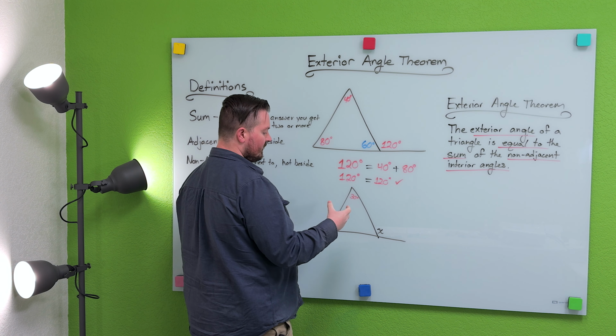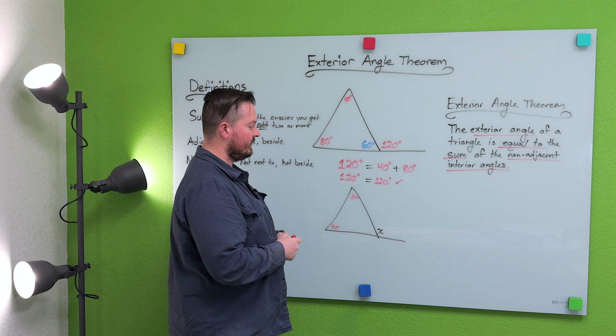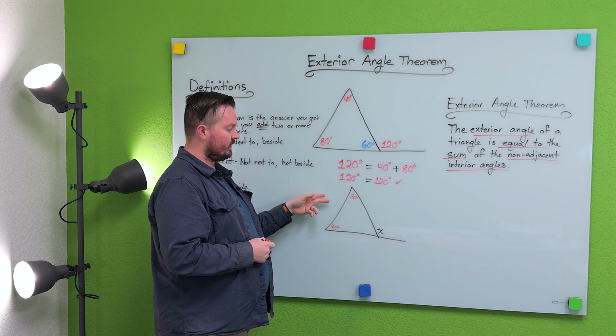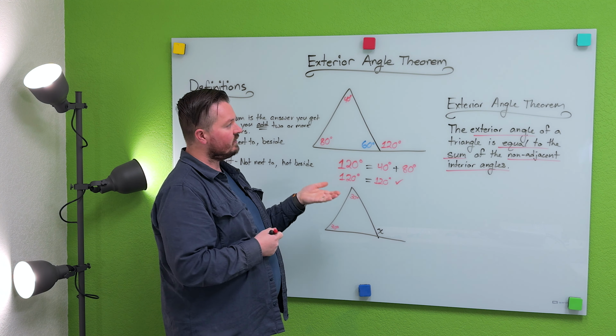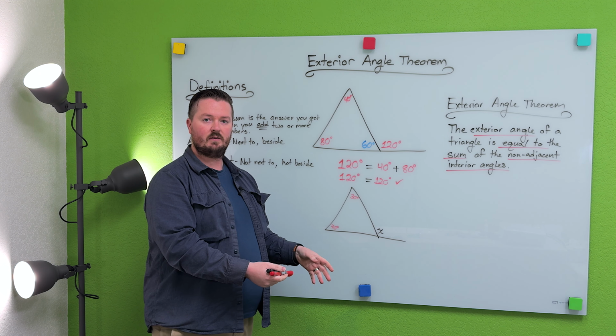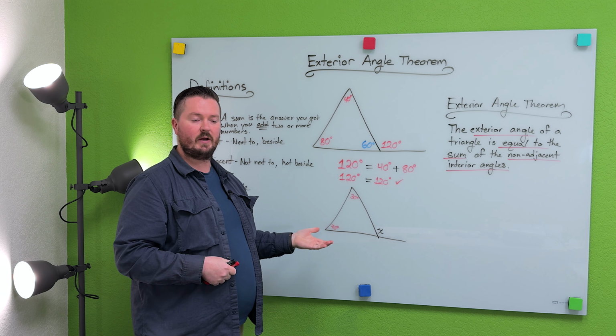So we have something we don't know that we want to find, but we know something about these two interior angles that are non-adjacent to the exterior angle. So we can use the exterior angle theorem to put together an equation, and once we have an equation, we can just use the algebra we know to solve the equation.